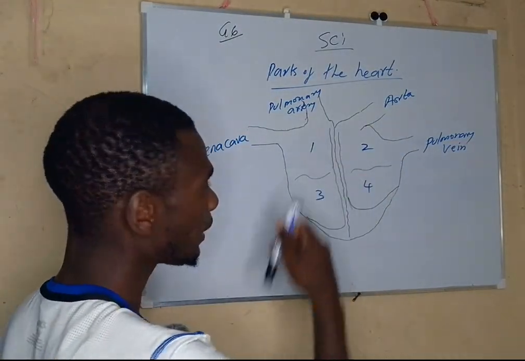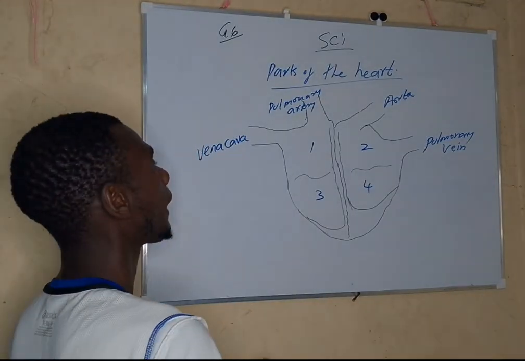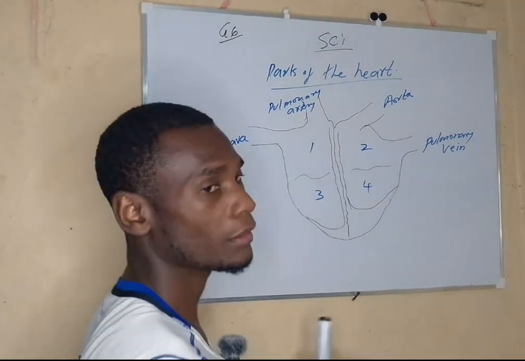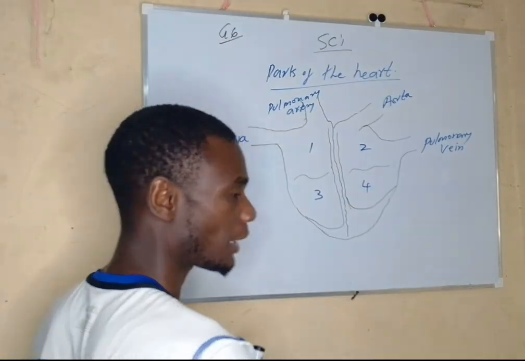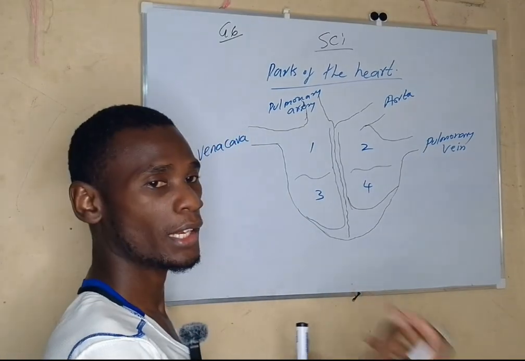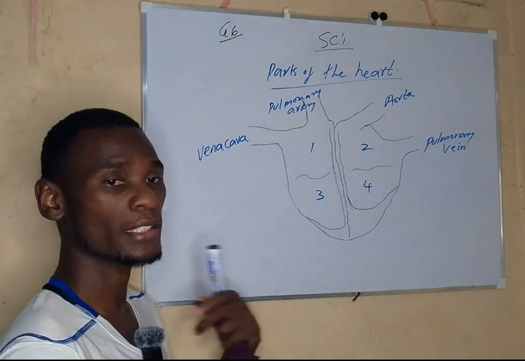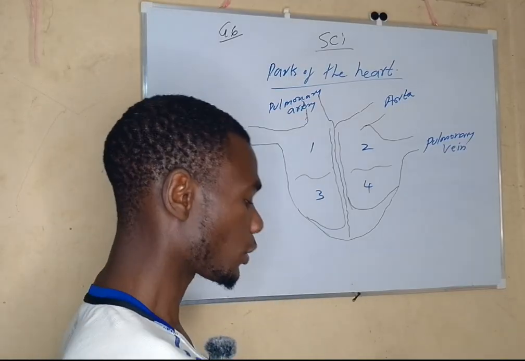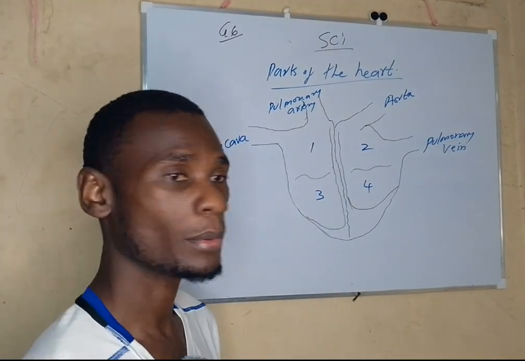When you come to inside the chambers, the upper parts are called auricles. Because one is on the right and another one is on the left, the auricle on the left is called the left auricle, and the auricle on the right is called the right auricle. So how do you identify the right and the left? That also has become a problem.